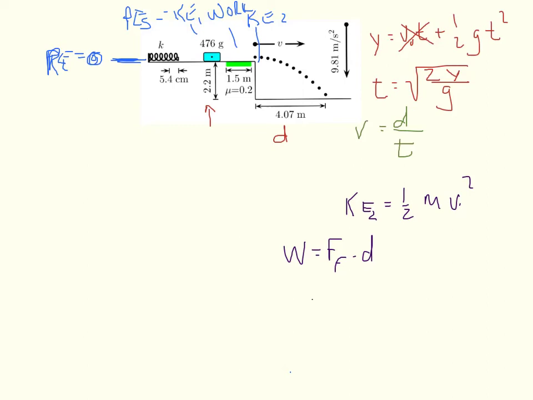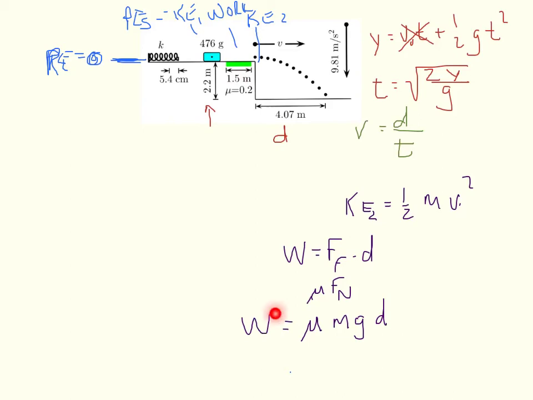Well, the force of friction is mu times my normal force, and my normal force is going to be mg. So I get mu mgd is going to be the work done by friction. So that I can calculate mu mgd. Mu for me is 0.2, m is going to be 0.476, g is going to be 9.81, and the distance is going to be 1.5 meters. That is going to give me the work done by friction.